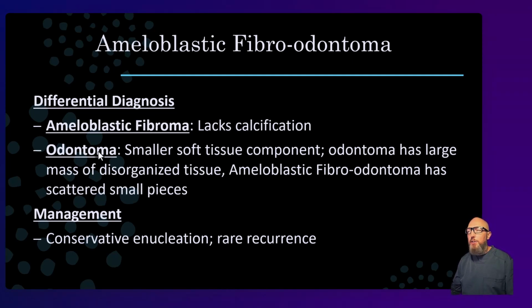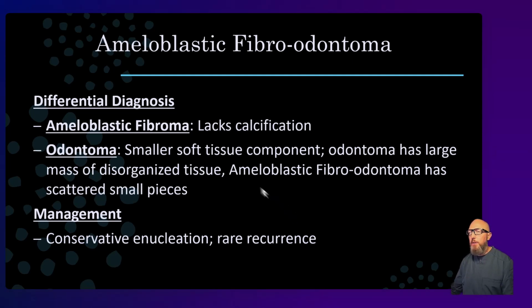And then odontoma, I said, look what it has in its name, odontoma. And so maybe these just have a smaller soft tissue component. These may be separate, not really associated with the crown of a tooth. I told you one of those examples to me looked like an odontoma because it looked like little tooth-like structures, whereas ameloblastic fibro-odontoma really has more just kind of small scattered pieces, like we saw granular calcifications or flecks or maybe small pebbles. And management is just conservative, requires enucleation like most benign tumors or cysts.